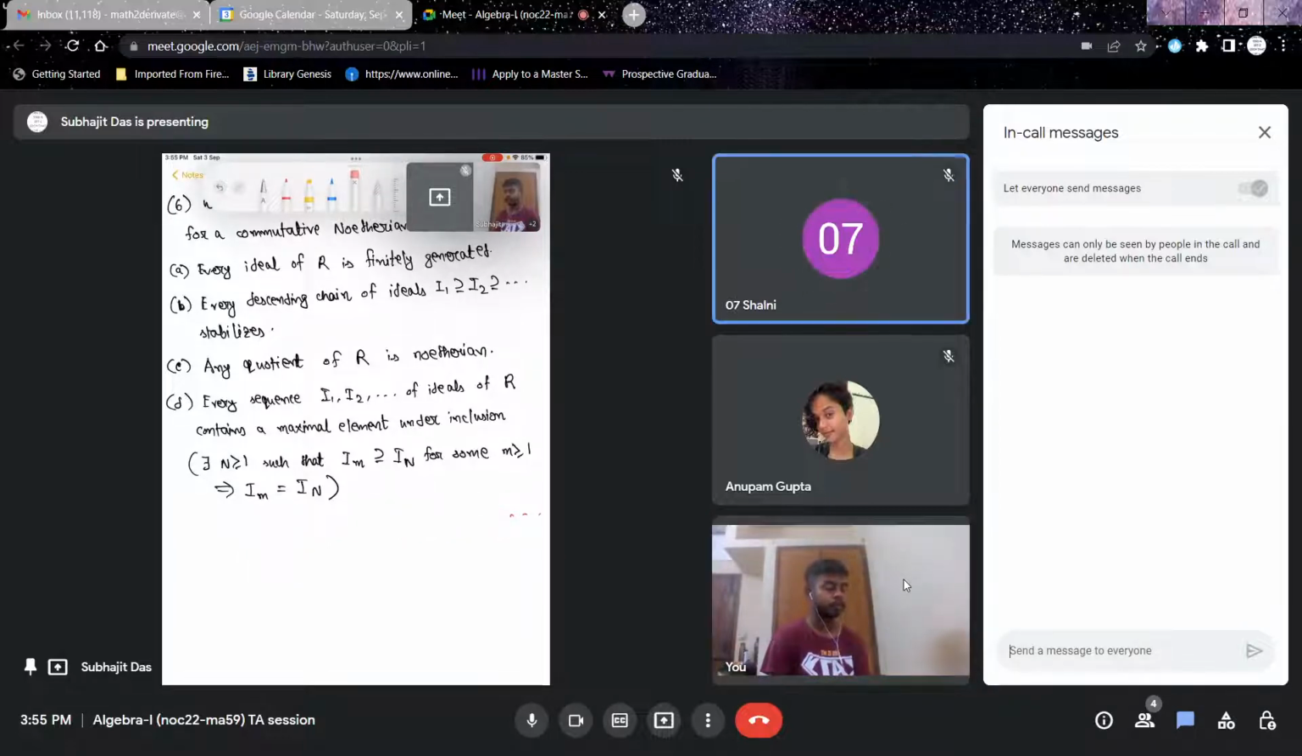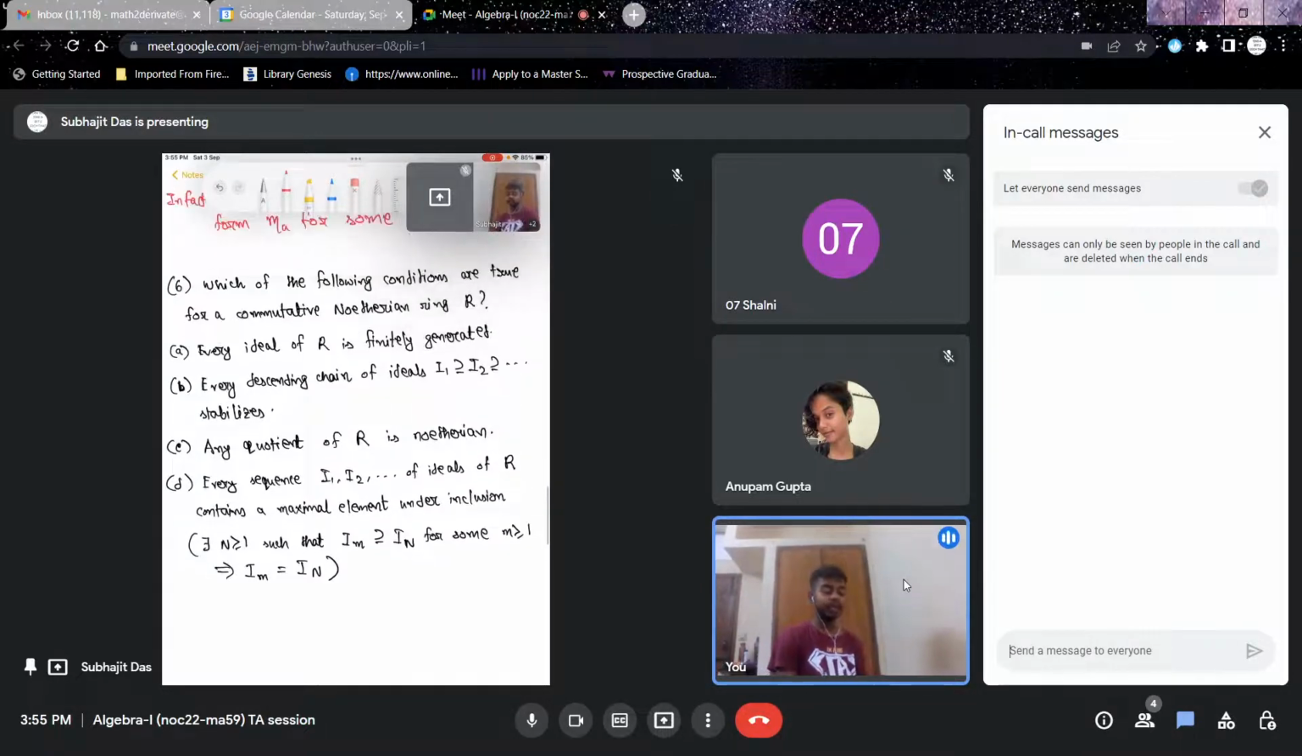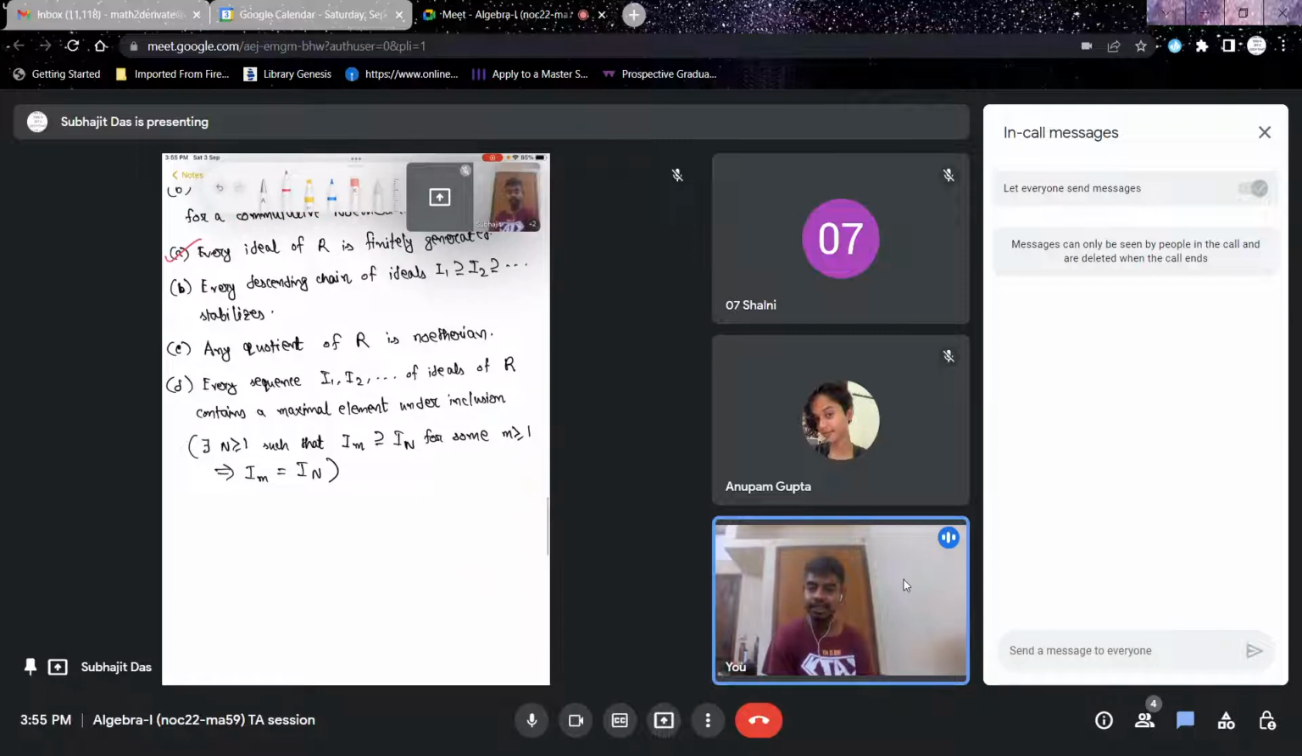Okay, so that means we need to prove this. What we are given here is: we need to find out which of the following conditions are actually true for a commutative Noetherian ring R. As I already said, option A is correct. Since you haven't seen a proof of this, let's just quickly go through it.